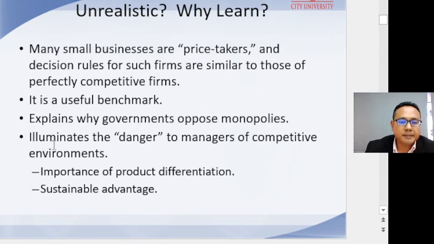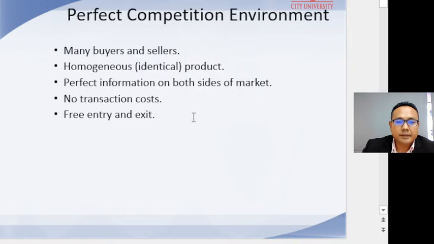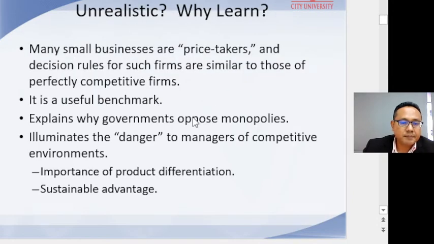Okay, and then explain why government opposes monopolies. Because there are lots of advantages to what we call perfect competition. So explain why our government opposes monopolies: it eliminates the danger to managers of competitive environments, and it shows us how important product differentiation is, in order to get a sustainable advantage.